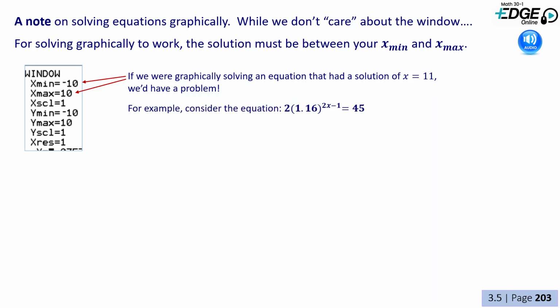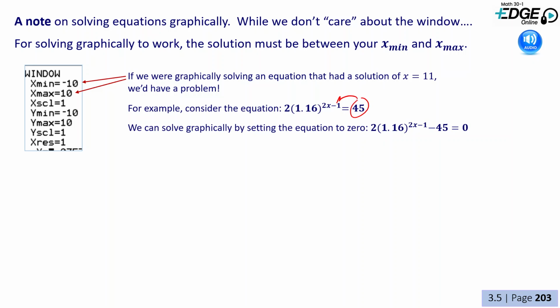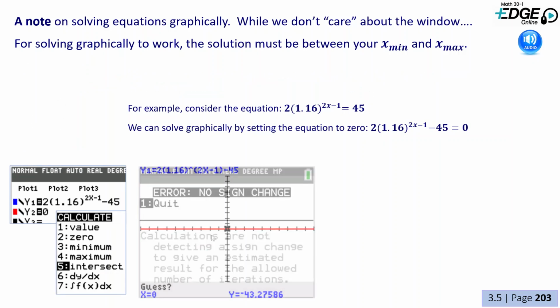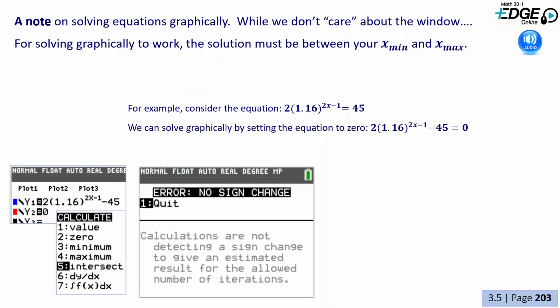So you might need to expand your window. So here, let's look at this example. If we solve this one graphically, bring the 45 over to the left side, set it equal to 0, and then graph, find the intersection, and then take a guess. Well, yeah, we get an error. It says we can't do that.